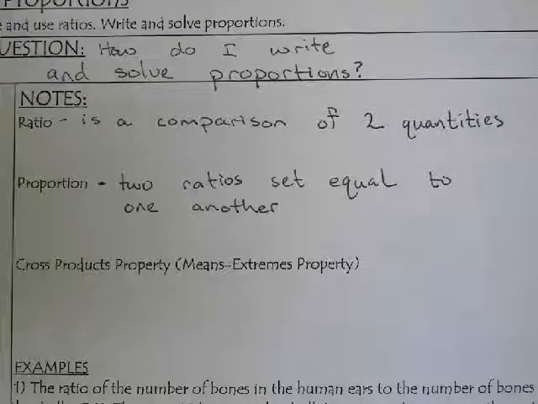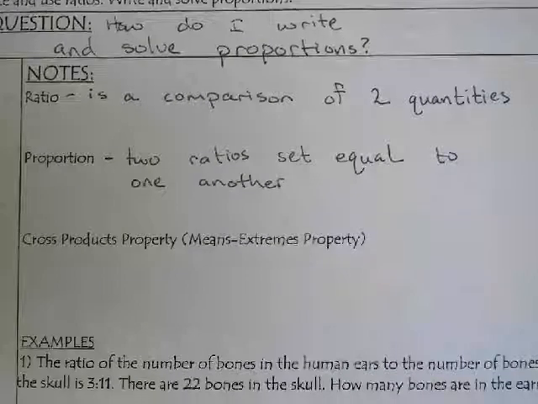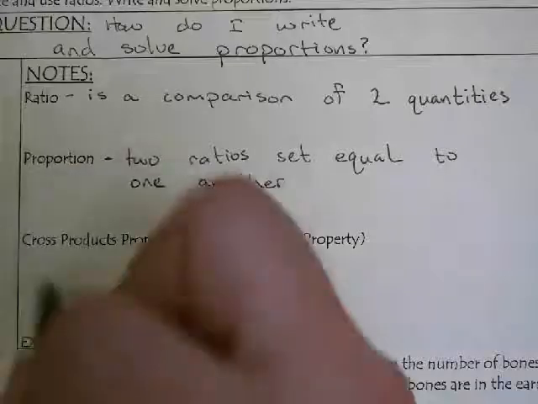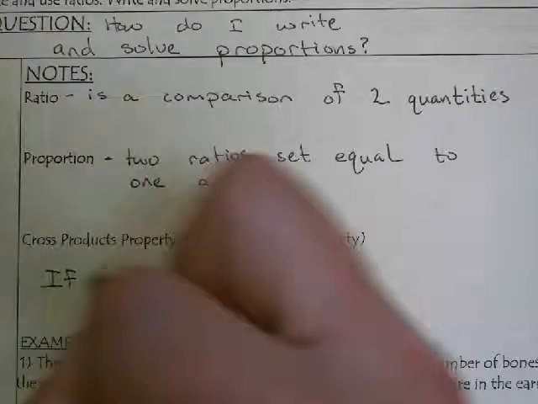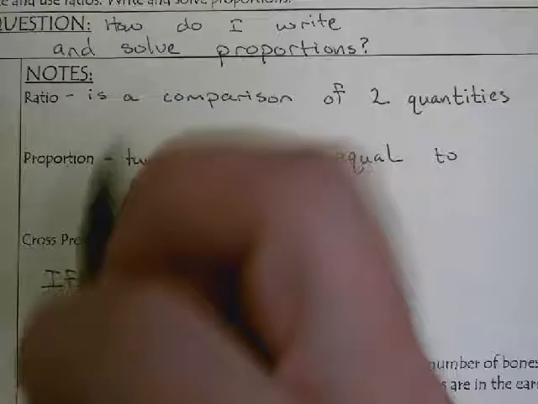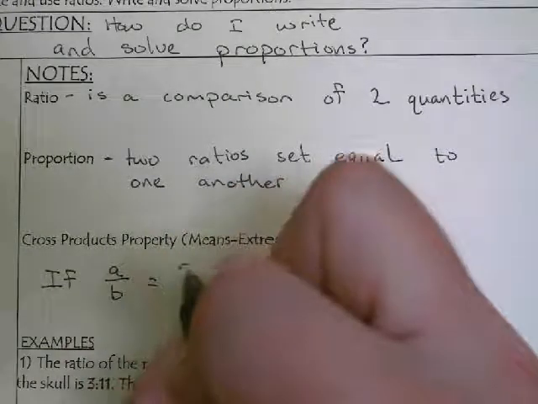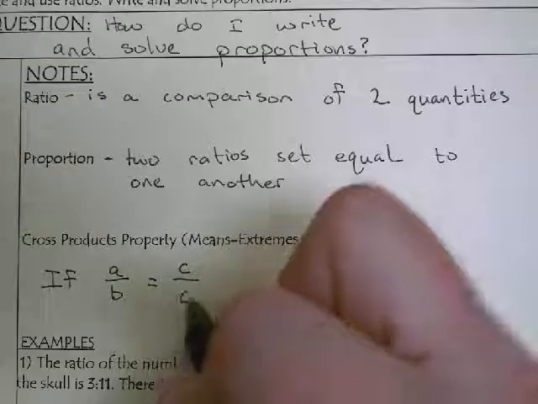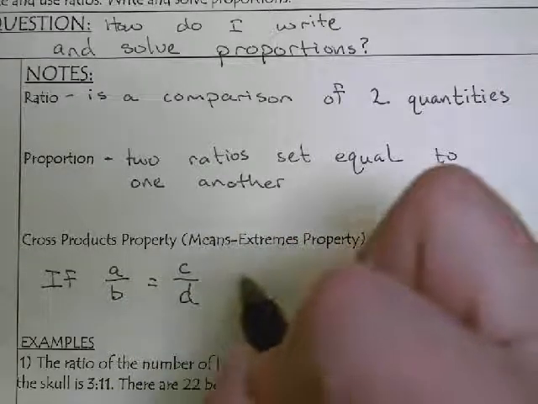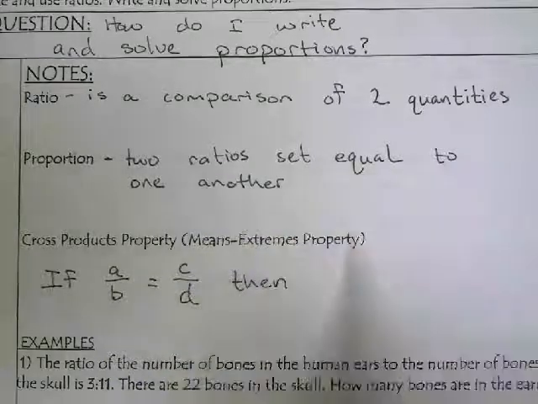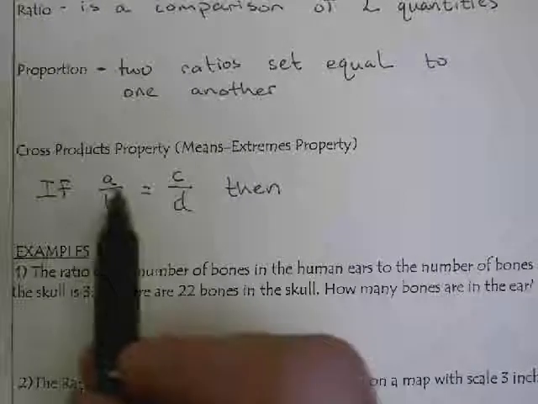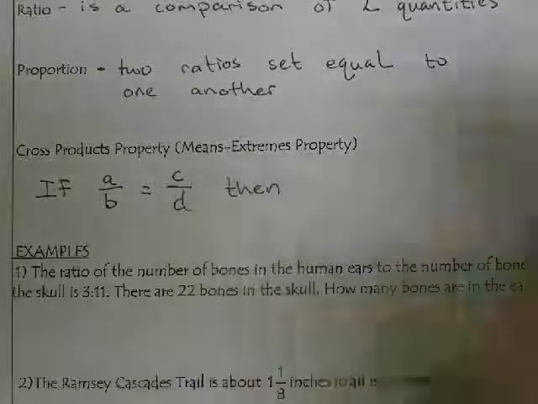So let's look at the cross product property. And this is how we'll solve proportions using our cross product property. If A over B is equal to C over D, then if you remember our cross product property, we just find the cross product. A times D is equal to C times B.